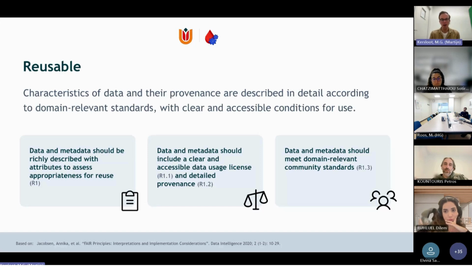And secondly, the data and the metadata should include a clear data usage license, so who can use the data under what circumstances, and some provenance, so who can we contact if we have questions about this data and who created this data. And then lastly, the data and the metadata should meet domain-relevant community standards. So again, not some arbitrary standard that you've developed yourself, but something that everyone in your domain can understand.